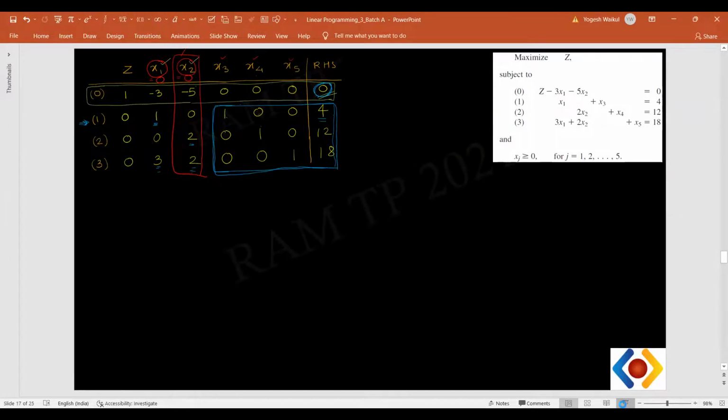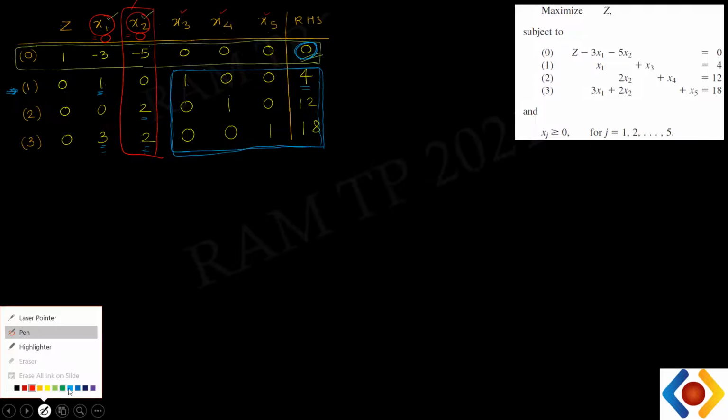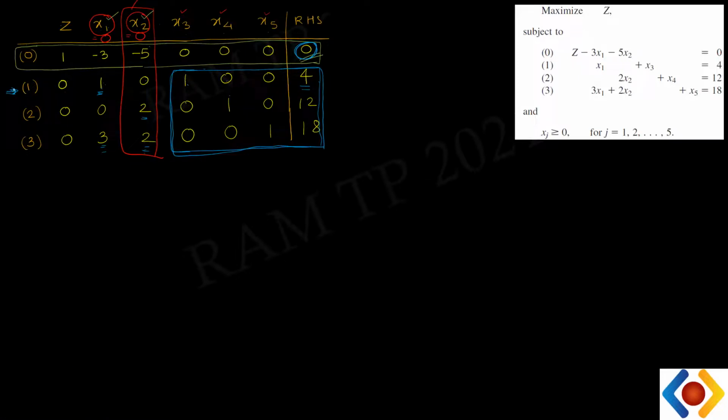Sorry. Now, the same table I'm just referring here. I'm just writing those basic variables of our first step on the left hand side. Now, we got from the first equation x3 equal to 4, right? From this one, we got x4 equal to 12. From this one, we got x5 equal to 18. So these are our basic variables, and these two circled with red are non-basic, right?